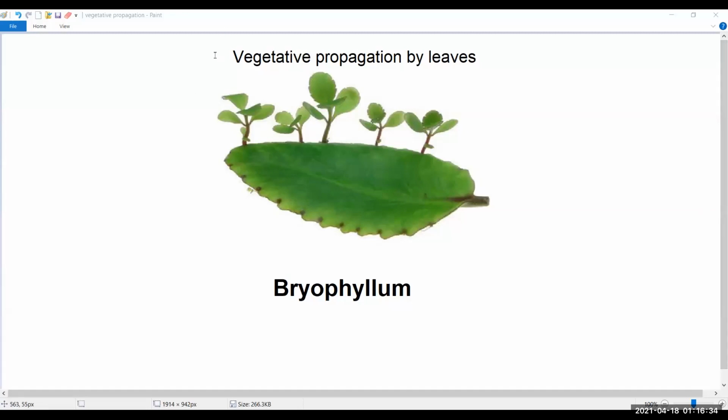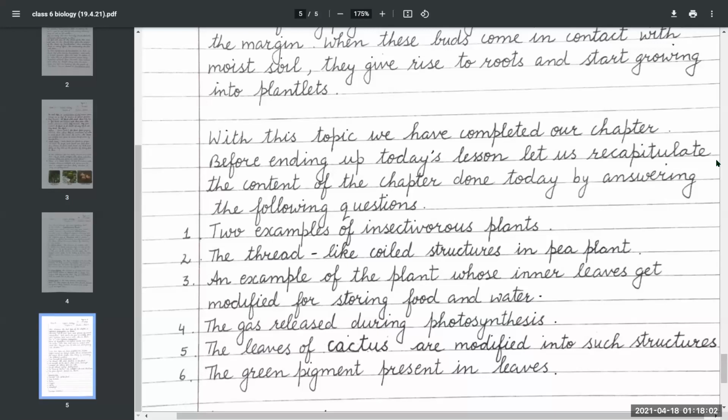Now children, the last topic of the chapter is vegetative propagation in leaves. You all know that normally plants grow from seeds formed by sexual reproduction. Some plants also grow or multiply from some vegetative parts, such as roots, stems, or leaves. This is called vegetative propagation. Leaves of Bryophyllum and Begonia develop buds along the margin. When these buds come in contact with moist soil, they give rise to roots and start growing into plantlets. With this topic, we have completed our chapter.